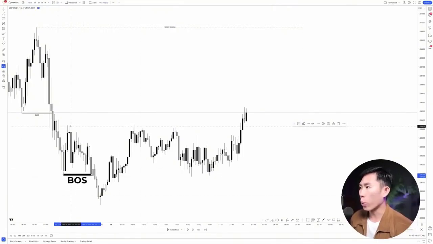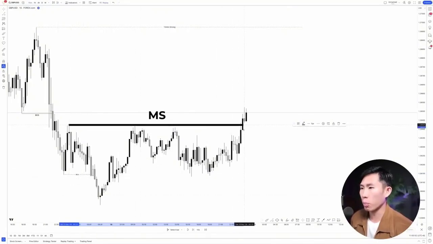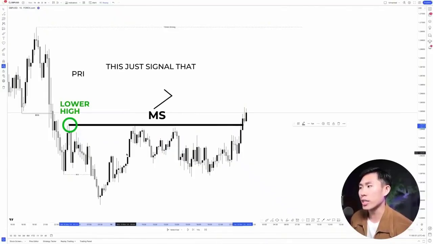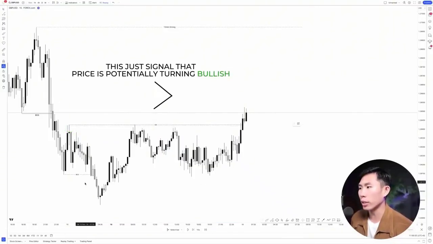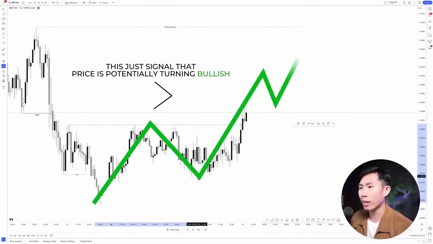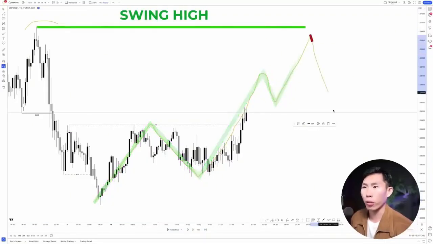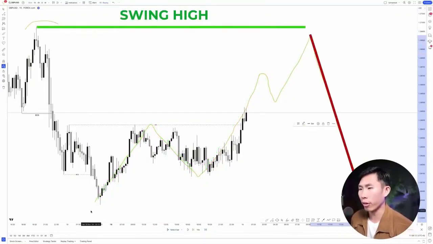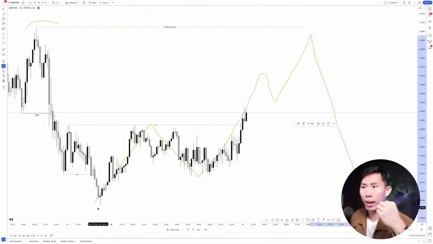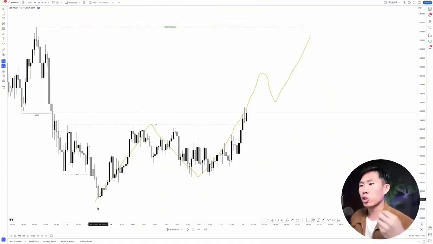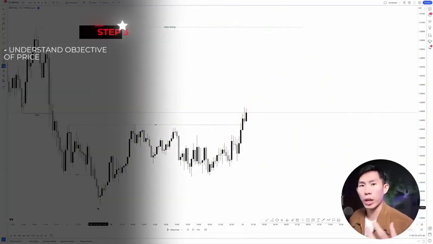Okay, so when we've got a market shift right here, where price actually broke past that last internal lower high, this does not signal that price has officially shifted bullish. This just signals that price is potentially turning bullish to facilitate that pullback to that last swing high before continuing down, going even further and continuing to create that lower high, lower low dynamic. So always try to understand the objective of price, right? What is price trying to do?